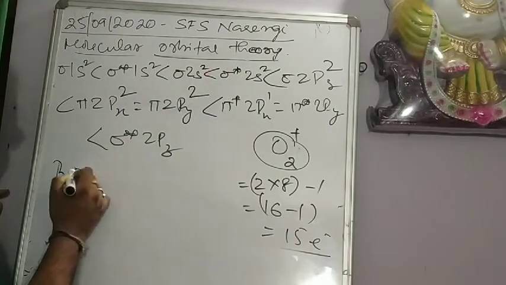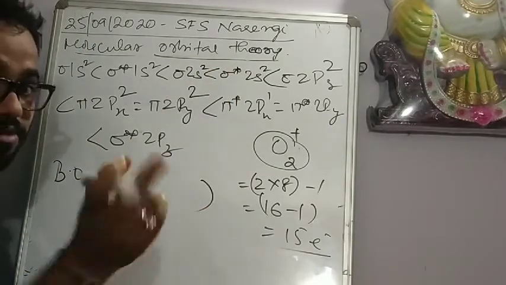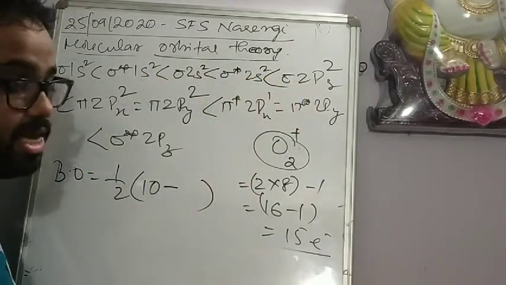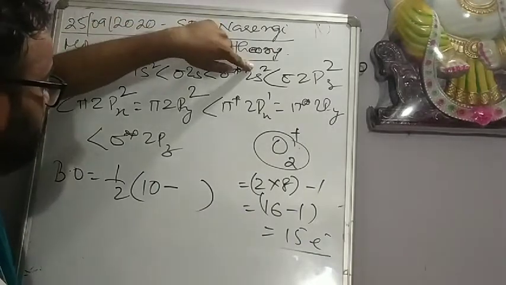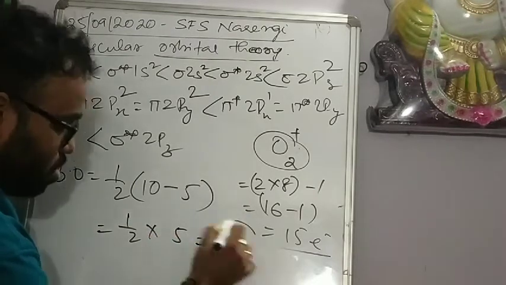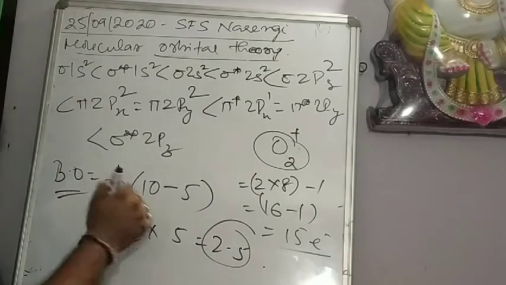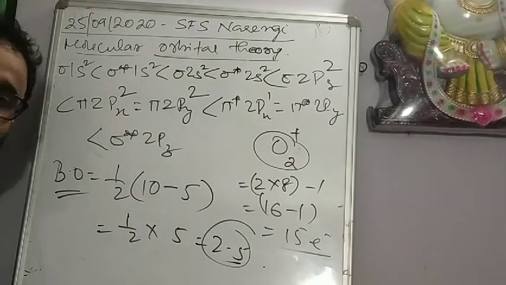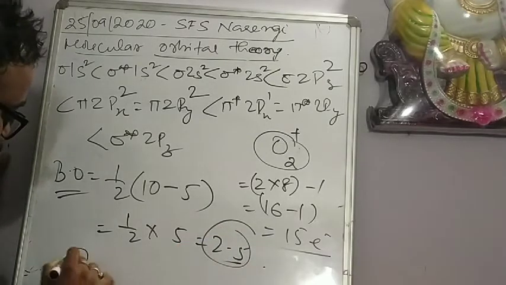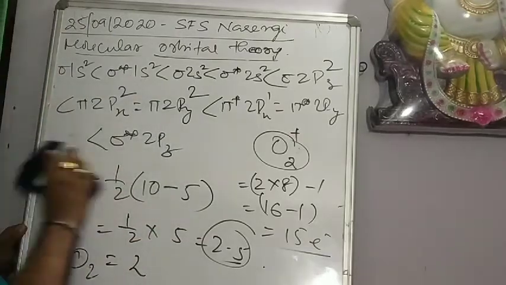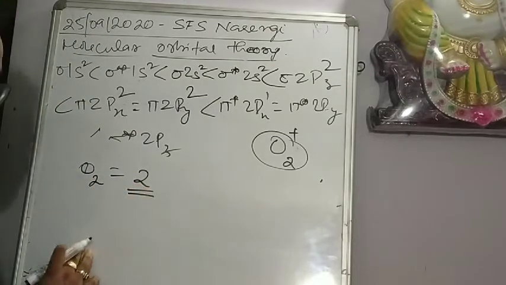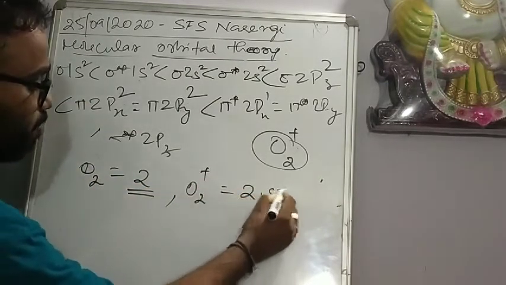So now I will tell the bond order. Half into number of bonding, 2, 3, 4, 5, 6, 7, 8, 9, 10, minus anti-bonding, 2, 3, 4, 5. So the bond order of O2 plus will be 2.5. For O2, students, it was 2. Rest you check. O2 came out to be 2, O2 plus came out to be 2.5.